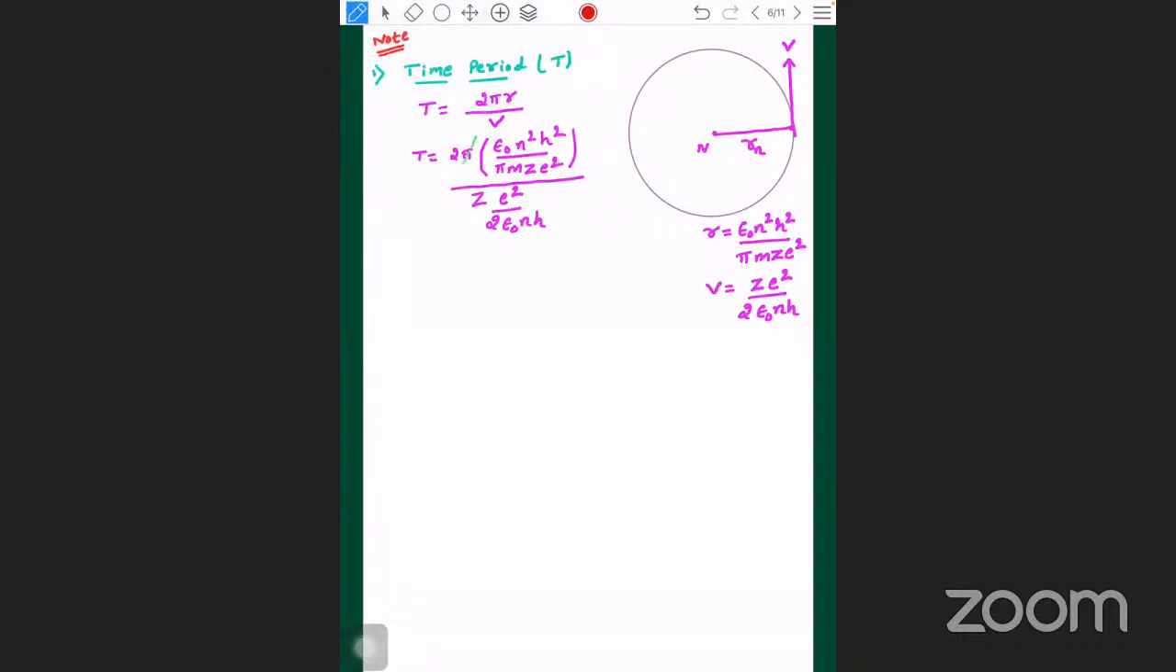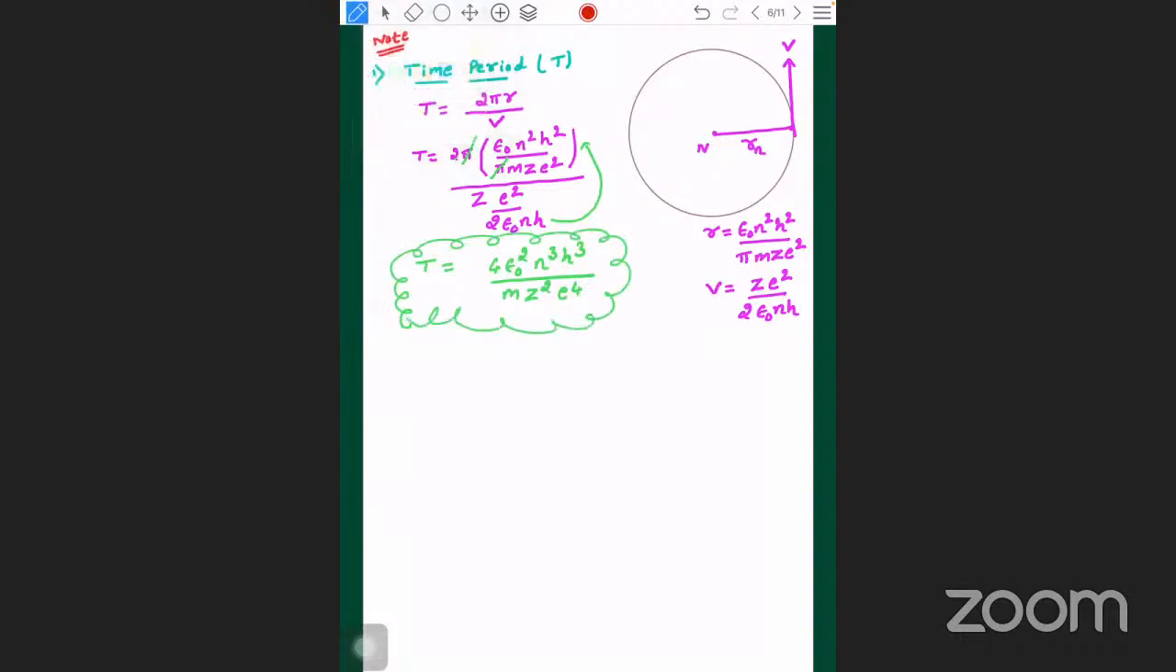Now I can cancel pi and pi. Then this 2 epsilon naught nh will go to the numerator. So T becomes 2 into 2 will be 4, epsilon naught into epsilon naught will be epsilon naught squared, nh into n squared h squared will be n cube h cube, whole thing divided by m z squared e power 4. So this is the formula for the time period.